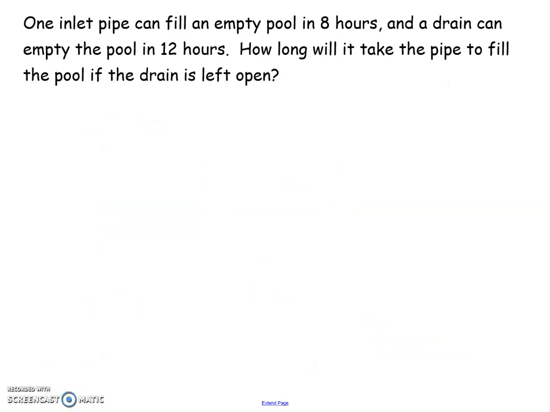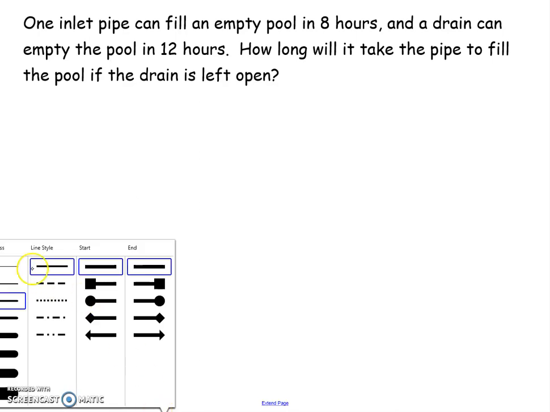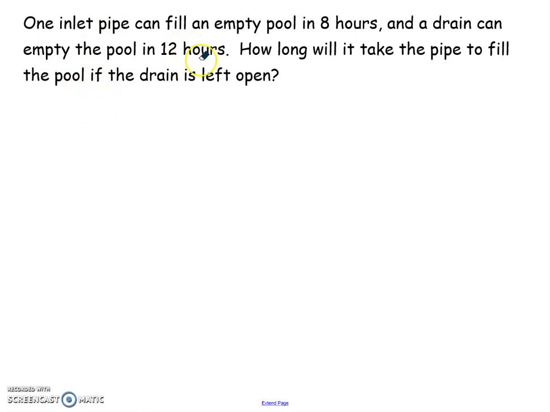If we look at this problem, here we have, instead of people working together, we have pipes. So we have a pipe that's filling an empty pool in 8 hours. Same idea as that fraction that we have. We're going to have the number of jobs on the top, and we're going to have the time it takes on the bottom. So this pipe can fill an empty pool, so one pool, in 8 hours. And then there's a drain.